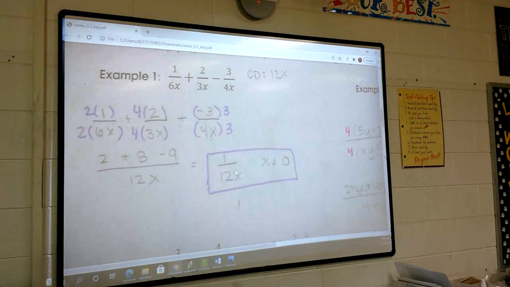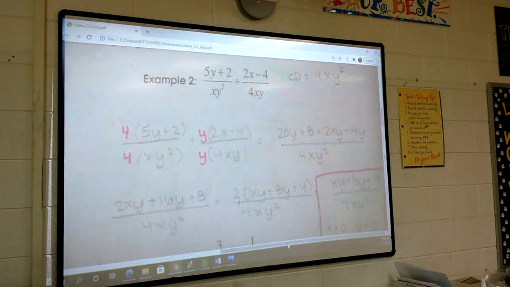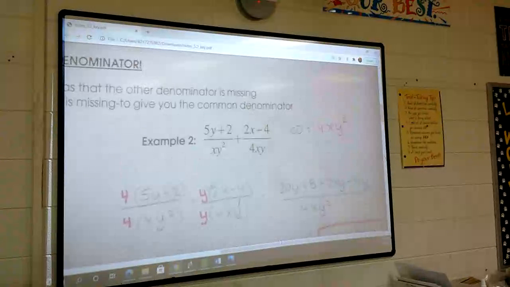That's our final answer, 1 over 12x. That's all we got to do for example 1. Okay, let's move over to example 2. Example 2 looks a little bit different, but it's still going to be kind of the same setup.